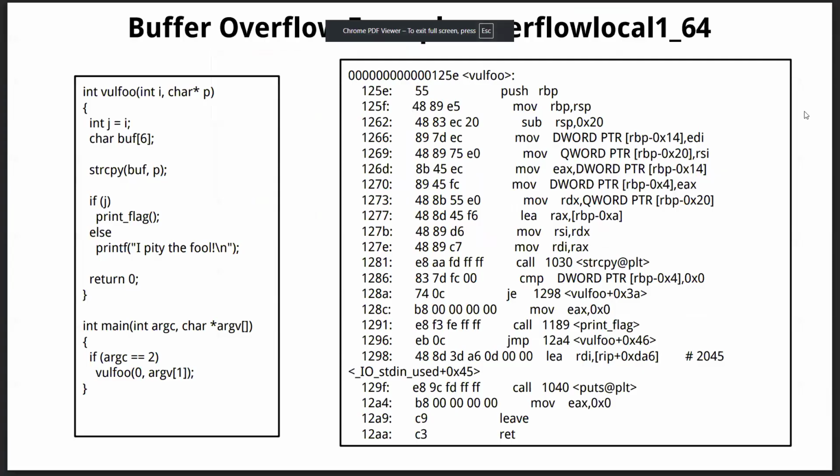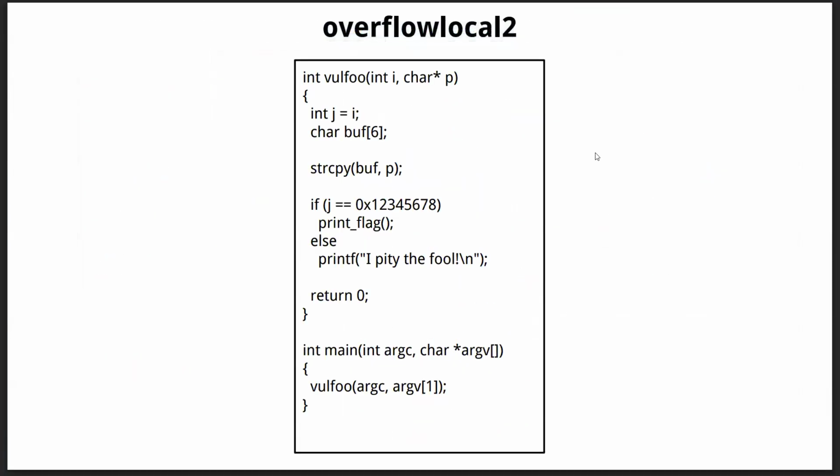Okay, so that's 64-bit. Now we are moving to a slightly harder one, and I want you guys to hack this one. So turn on your laptop. The only difference here is we do not compare if j is 0. We compare j to a very specific value. That's it. But you still need to find out where the buffer is, and what number you need to put there to get the flag.